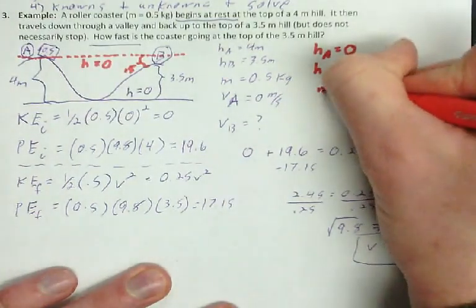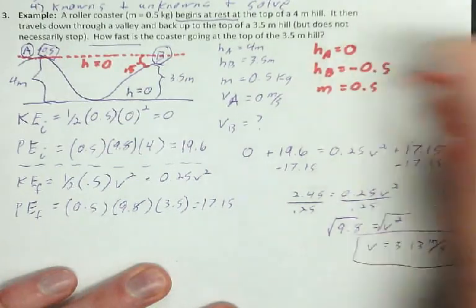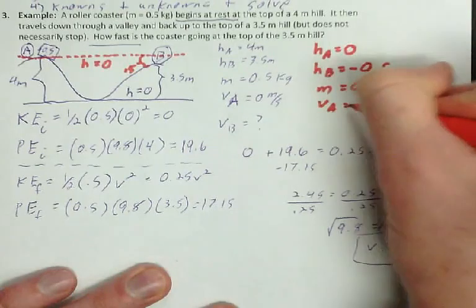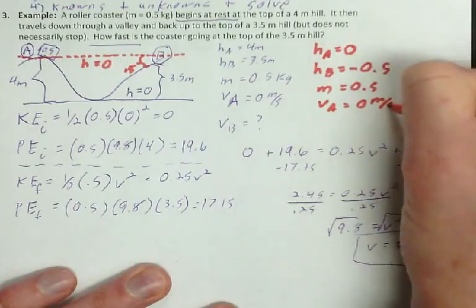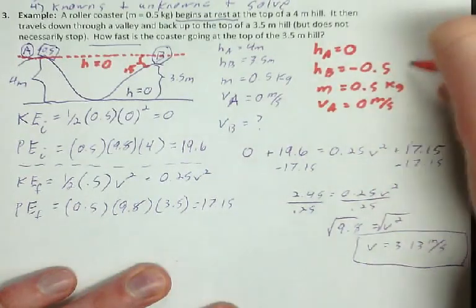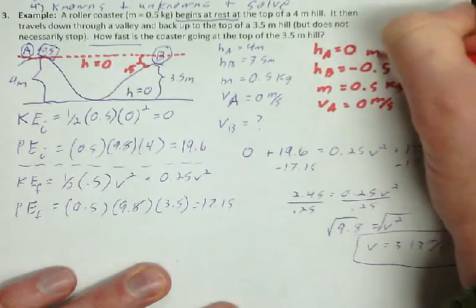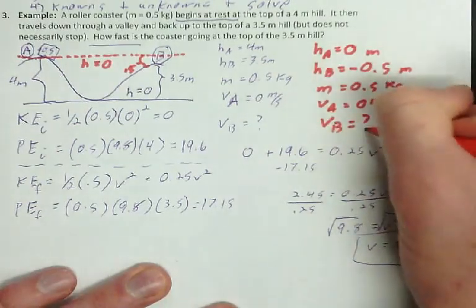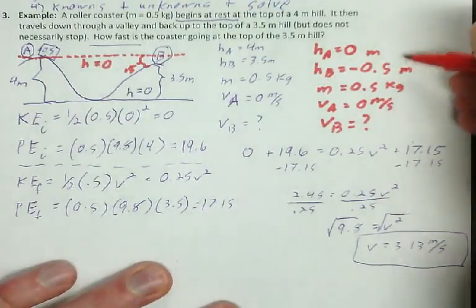My mass has not changed. My mass is still 0.5. My velocity at A has not changed. I'm still starting at rest. But my velocity at B is still what I'm solving for. So the only things that changed were my heights.